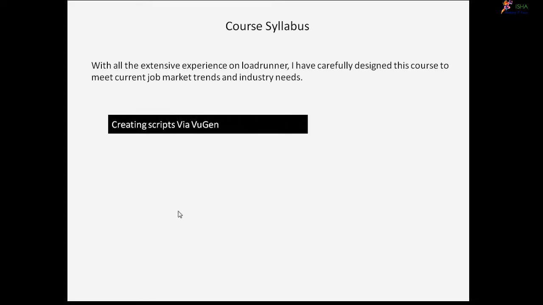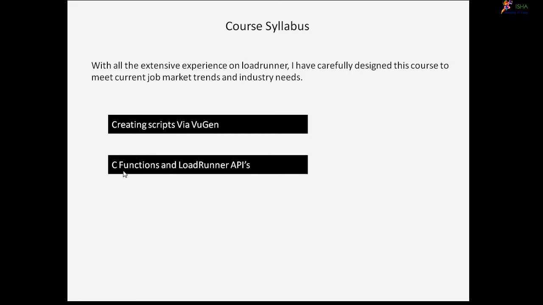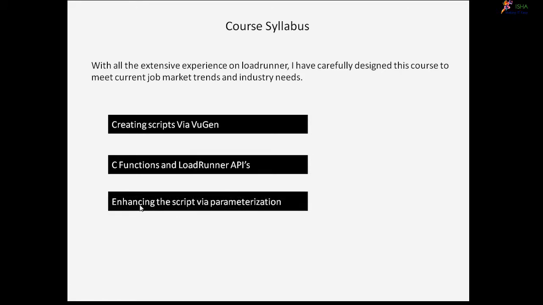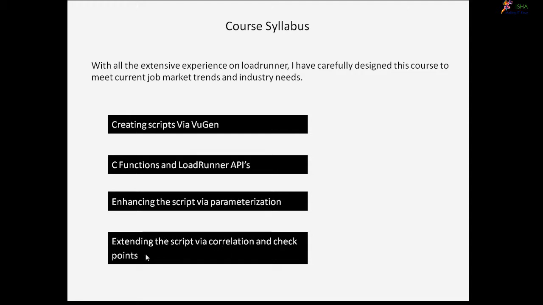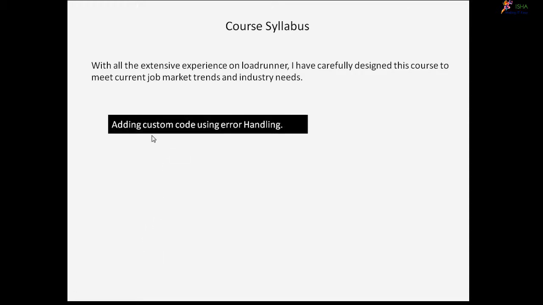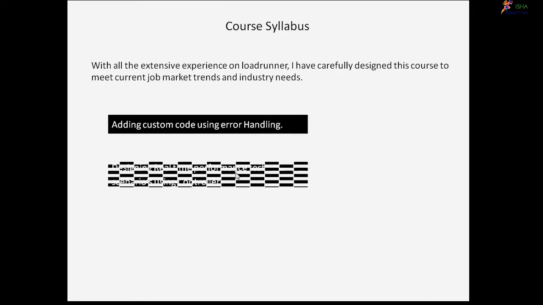Now you get into the tool called LoadRunner. So you'll be learning creating the scripts, why we need to create the scripts, and then creating the scripts using a component called VUgen. Then you enhance the scripts using the C functions and a lot of LoadRunner APIs. So we'll cover the basics and the frequently used ones in this course. And then we continue to enhance the scripts using concepts like parameterization, correlation, and checkpoints. And then we do some custom coding, by doing the error handling and other things.